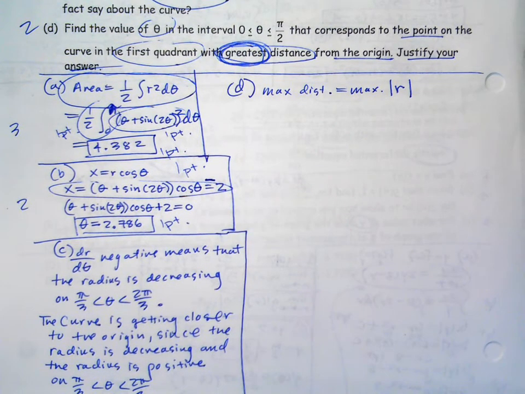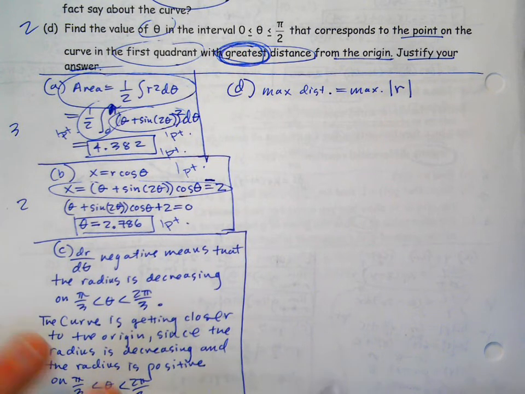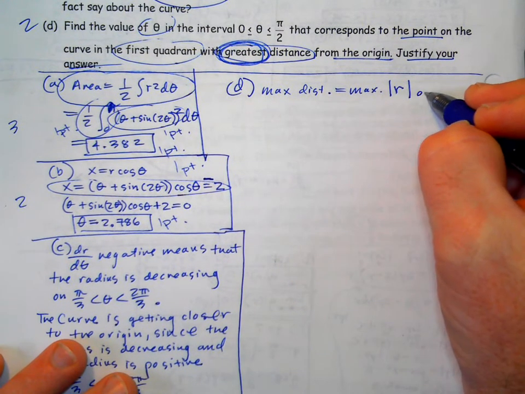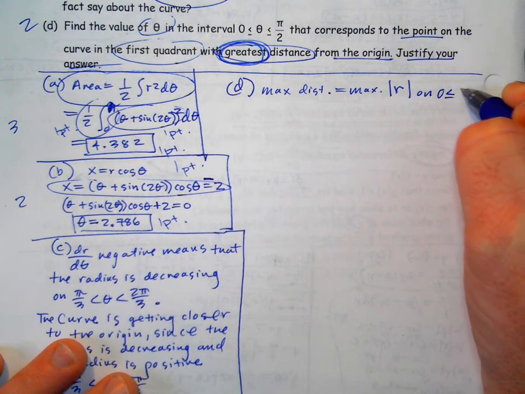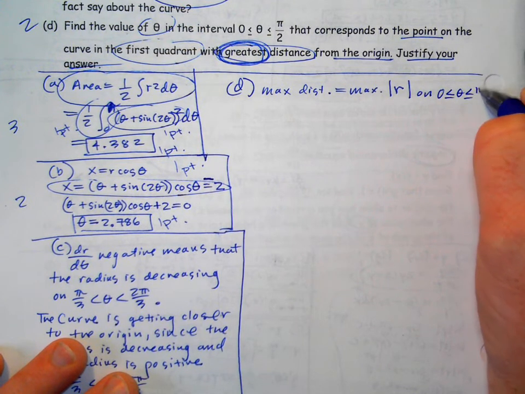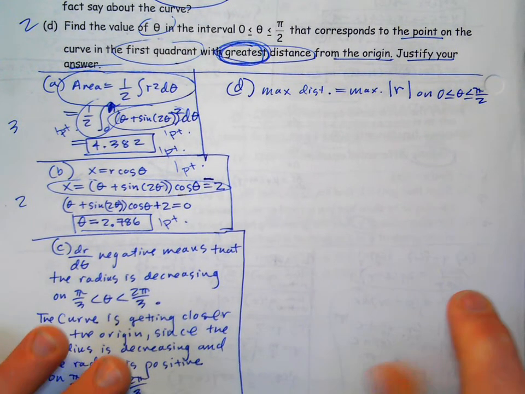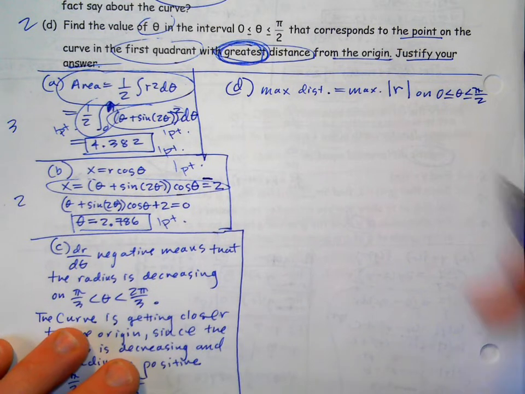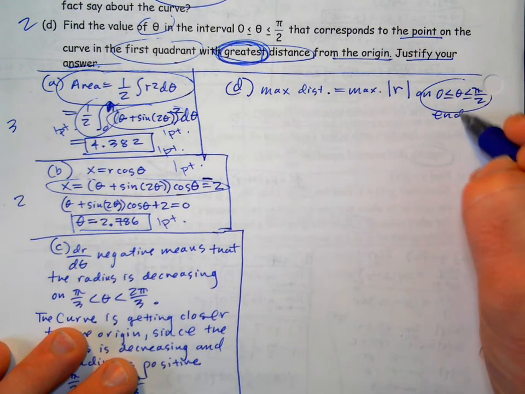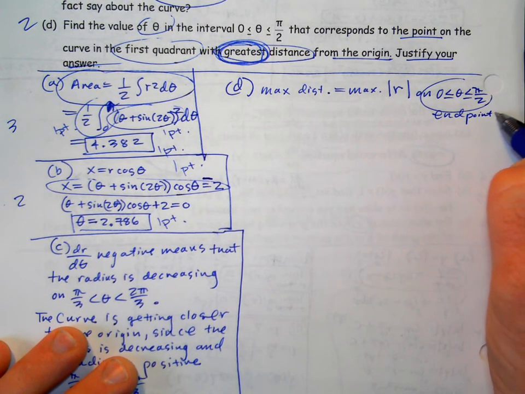It's not max r, because it could be the min r. If there's a negative r that's bigger in magnitude than the biggest positive r, then that's further, since distance is always positive. On 0 to pi over 2, they did say first quadrant, but they also said 0 to pi over 2, which is the first quadrant. Those are going to be your endpoints, and so we need to do EVT.